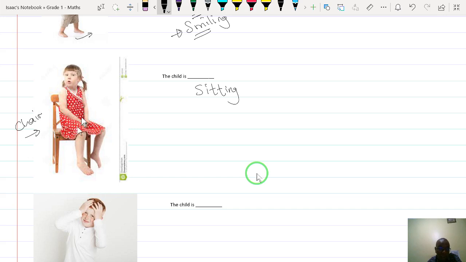What else is this girl doing? I think the girl is surprised. Can you see she's like staring at something, or we can say she's staring. You know what is staring? Staring means you are looking somewhere like you were not expecting to see what you have seen. So that is what we call staring. Seated means you are seated on a chair.